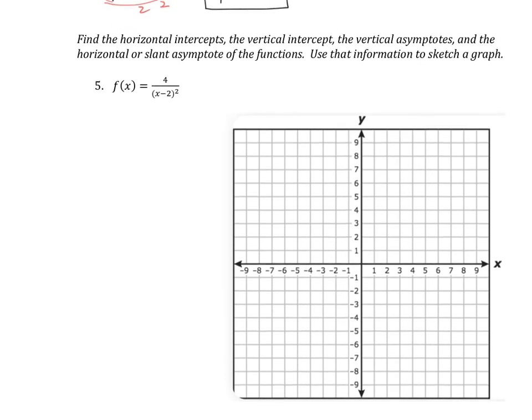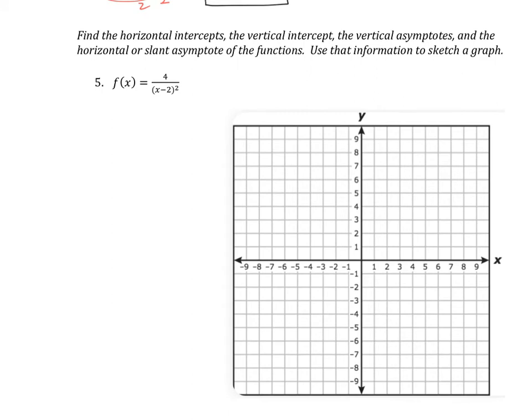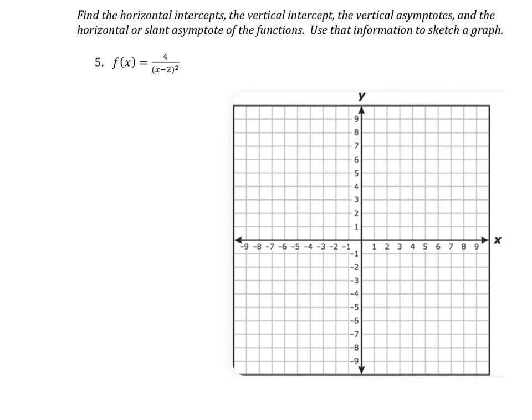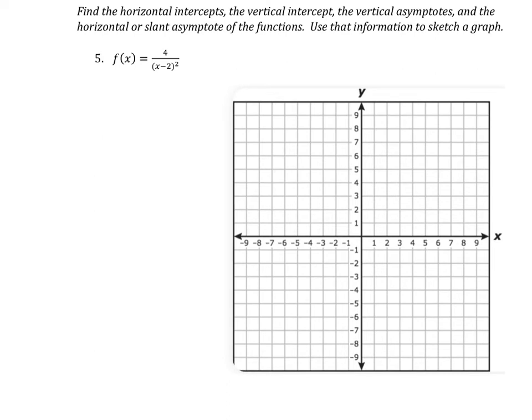All right, number 5. We have find the horizontal intercepts, the vertical intercept, the vertical asymptotes, and the horizontal or slant asymptote of the functions. Use that information to sketch a graph. Okay, so I'm basically finding all the pieces I just found for the others, and then I'm going to graph it on top of that, okay?